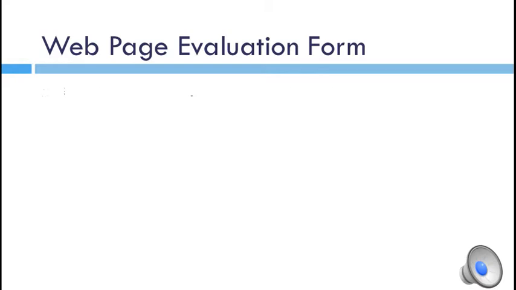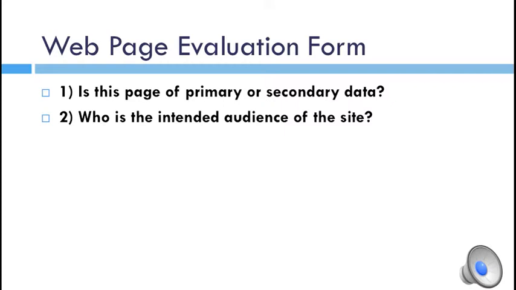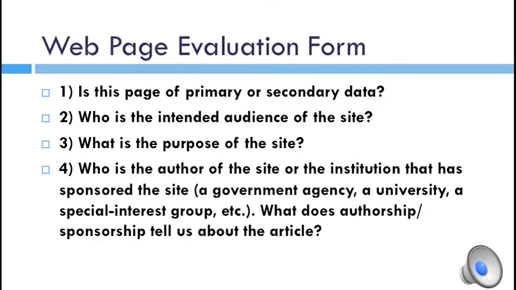First, it will ask you, is the page you're looking at primary or secondary data? Is it original research, or is it research that is reporting somebody else's research? Who is the intended audience of the site? What is the purpose of the site? You should recognize these from the PIBOK method, trying to figure out what's being said and to whom it's being said. Who is the author of the site or the institution that has sponsored the site? Because it makes a difference if this is a government agency, a university, a special interest group. Is it something that is neutral, or is it something that is put out by people with a vested interest in how you view the subject matter?